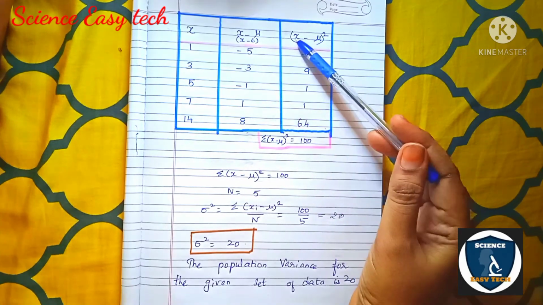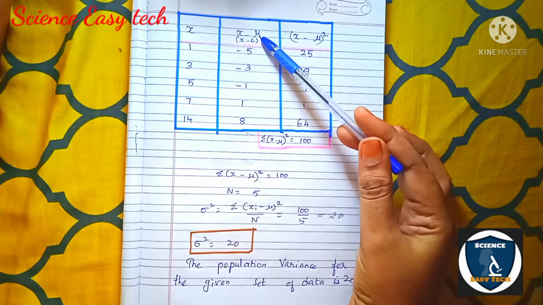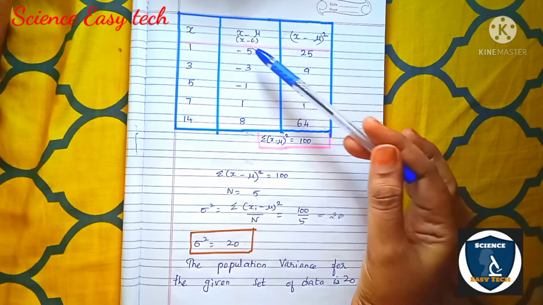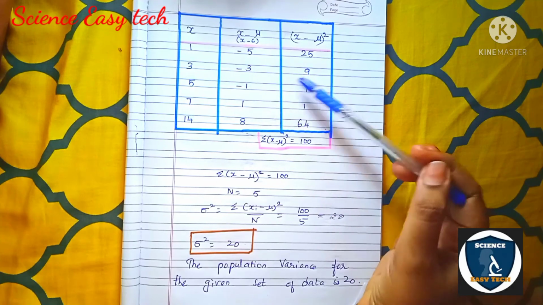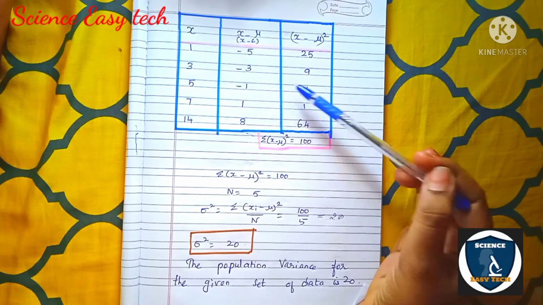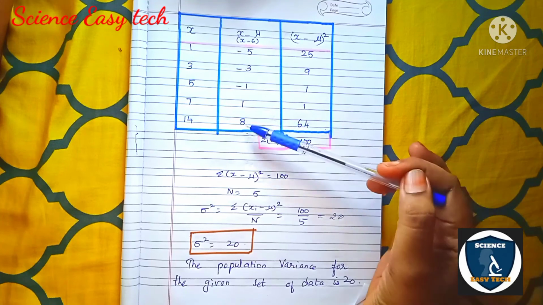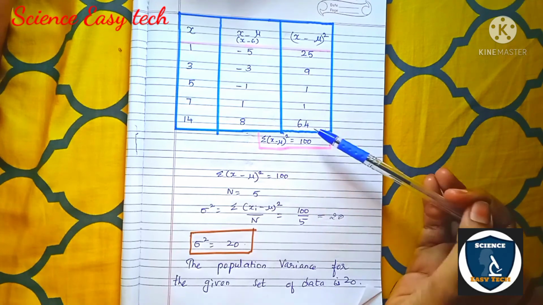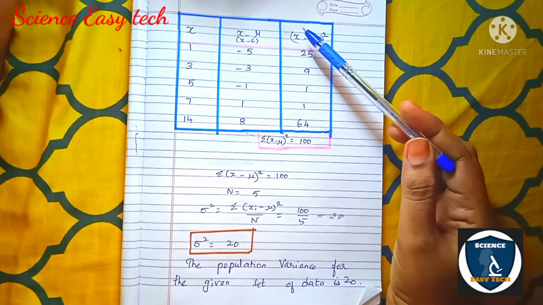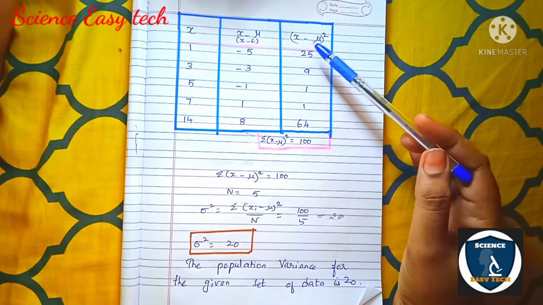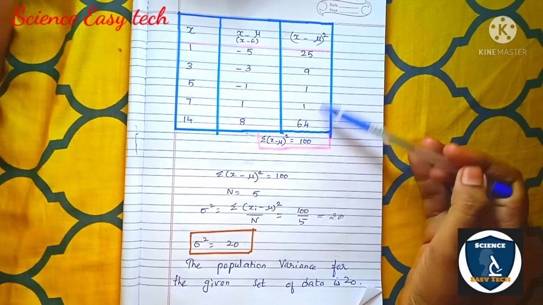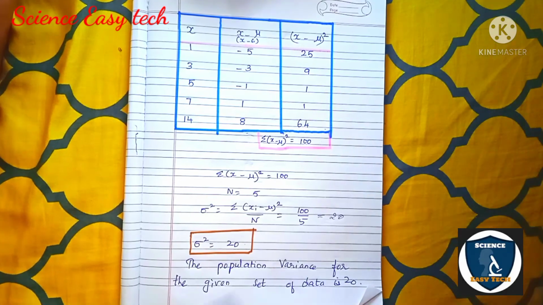Next step, you have to square x minus mu. So (x minus mu) whole squared: minus 5 into minus 5 is plus 25, minus 3 into minus 3 is 9, minus 1 into minus 1 is 1, 1 into 1 is equal to 1, 8 into 8 is equal to 64. So now you have to find out the summation of (x minus mu) whole squared, which is equal to 100. When you add all these values, you will get 100.